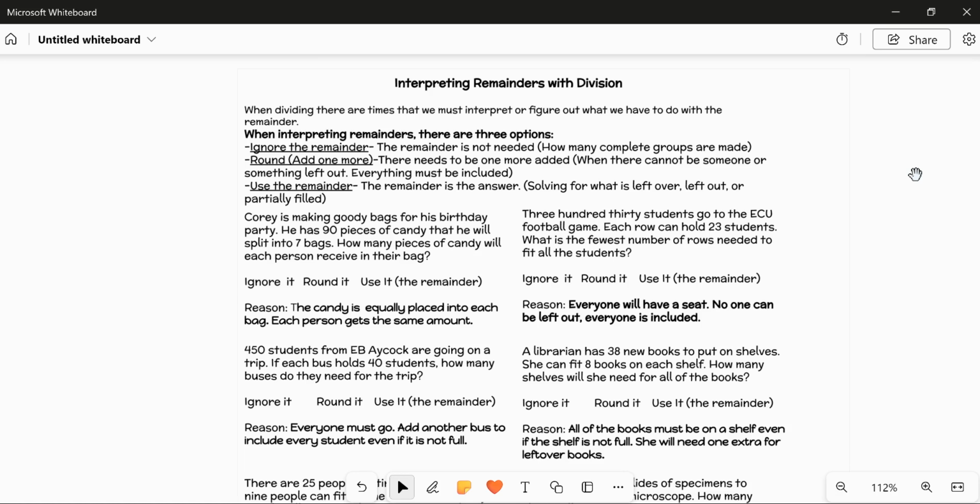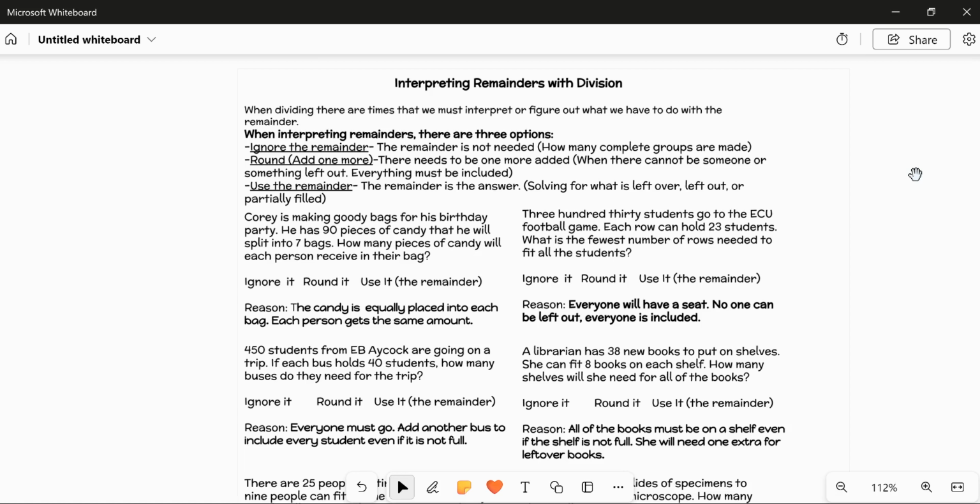Next, you can round the remainder and add that into the quotient, adding one more. There needs to be one more added. Think of times when there cannot be someone left out or something left out. Everything must be included in the group.